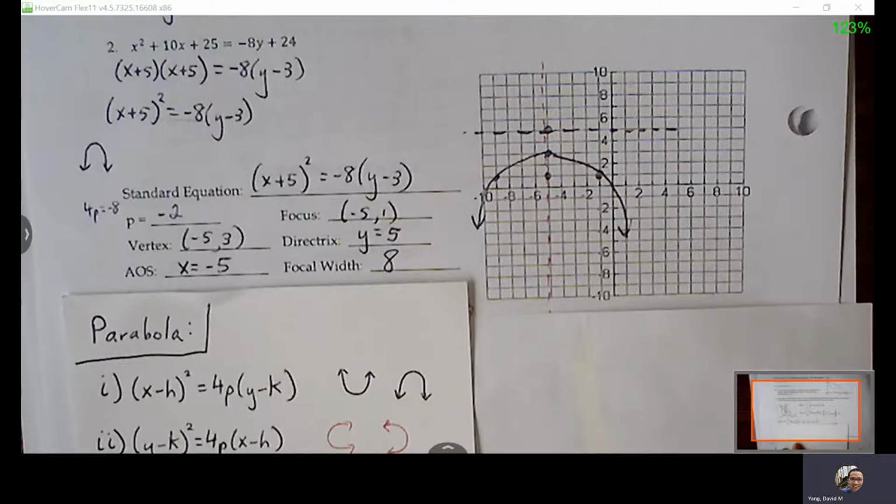So why is it pointing down again? Well, the x is squared, so we know it's either up or down. And then we look at the right side here. Basically, it's the p-value. If the p-value is negative, it's going to be opening down. If it's positive, it's going to be up. Okay. So a positive p-value will always give you either up or right. A negative p-value will give you down or left.